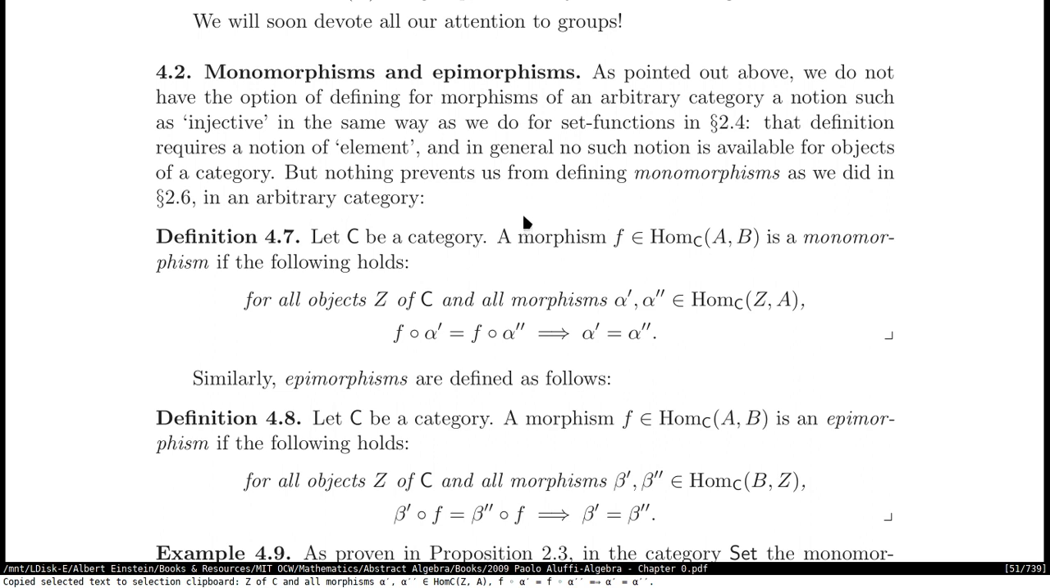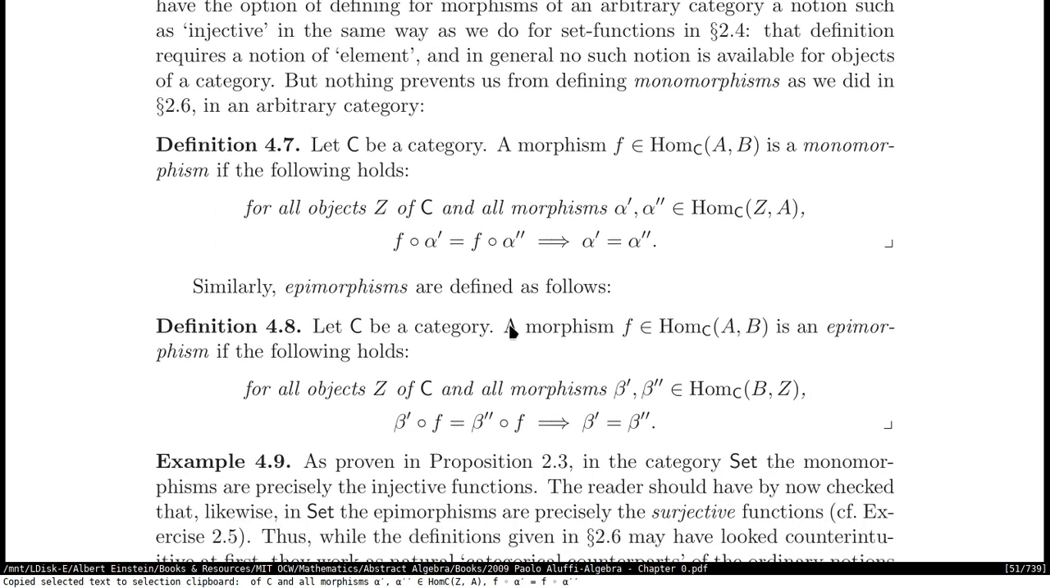Again, this is the same thing as we did when we were working with sets and functions. You have a morphism f going from A to B, and you have these morphisms alpha prime and alpha double prime, which come from Z to A. If, when you compose these two with f, they happen to be equal, then that implies these morphisms are equal. The epimorphism is the same thing except in the other direction. Instead of f composed with alpha prime, you have beta prime composed with f. So it's the other way around.